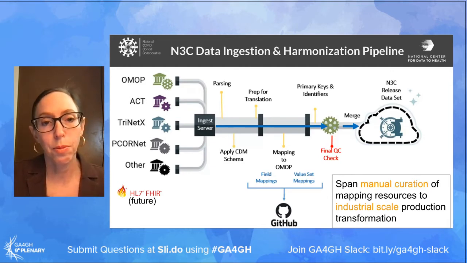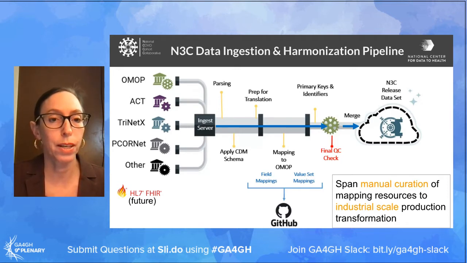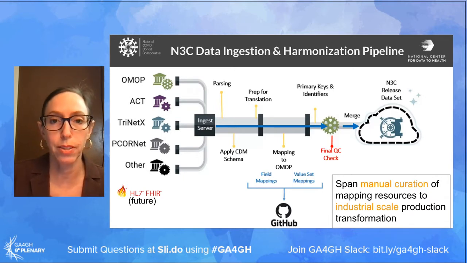In this case, we worked very closely with the different communities that have instantiated these different common data models: the OMOP model from the Odyssey community, the ACT model, TriNetX as a commercial partner, and PCORnet. And then we've also been working on getting data from FHIR, although that's a longer term goal because FHIR isn't quite ready for bulk operations as yet.